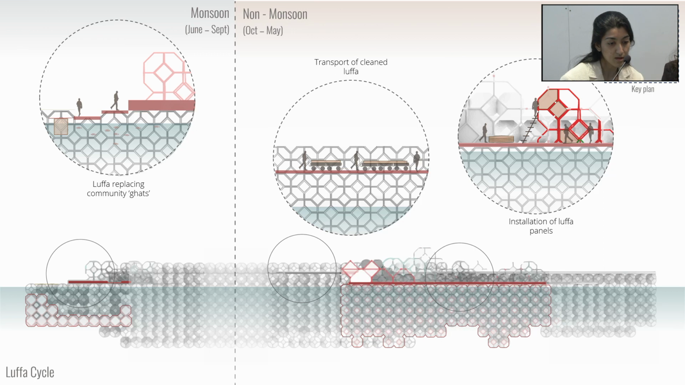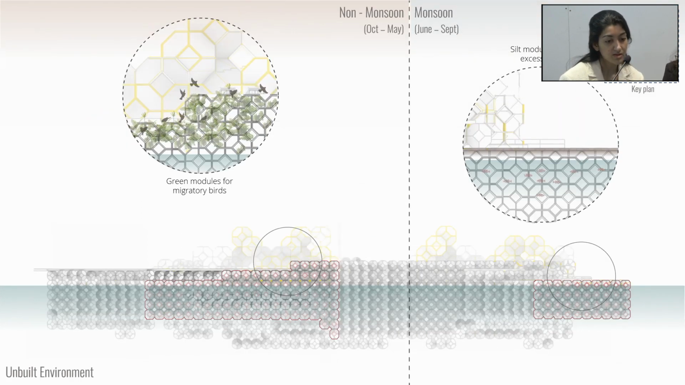During the monsoon, loofah would be used as a filtrant to control high levels of pollutants. When the season is over, loofah would be cleaned, transported, and used as panels for shading in semi-open structures. During monsoon, silt modules would be heavily used to absorb excess silt from the waterway, and green modules would be used during winter times to accommodate migratory birds in this region.